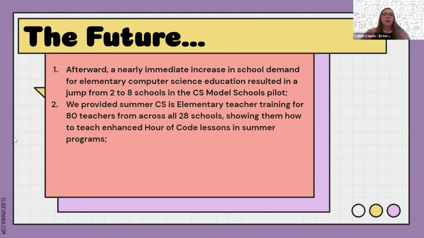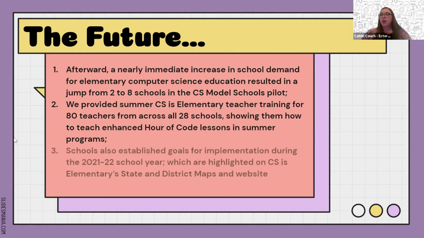We did have that summer school training where we had 80 teachers from the 28 different schools, and we showed them Hour of Code. We also showed them Code 5 lessons. It was an ongoing bi-monthly session that we held. And then they also established goals that you saw in John's depictions earlier in the session, their commitments for the 21-22 school year.